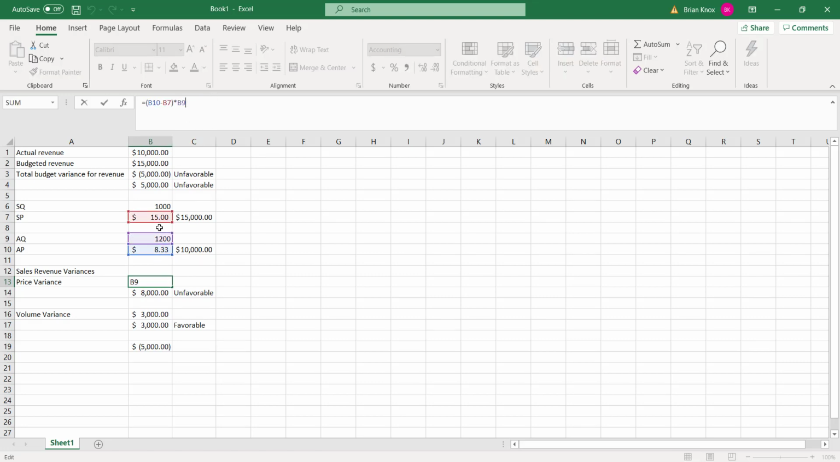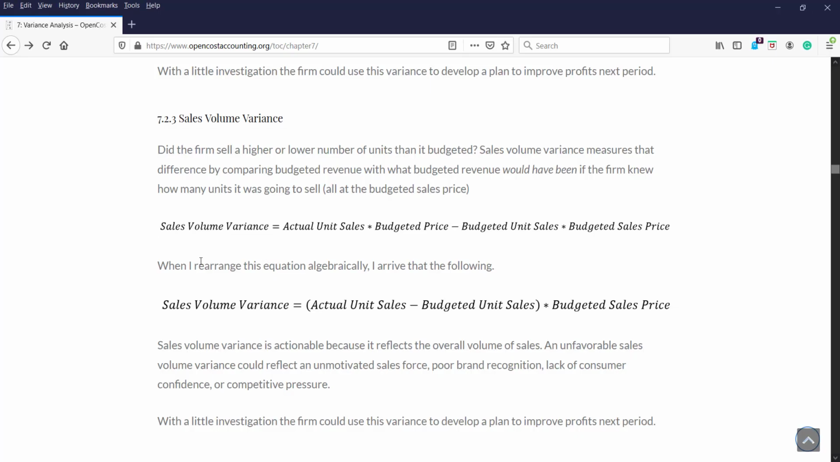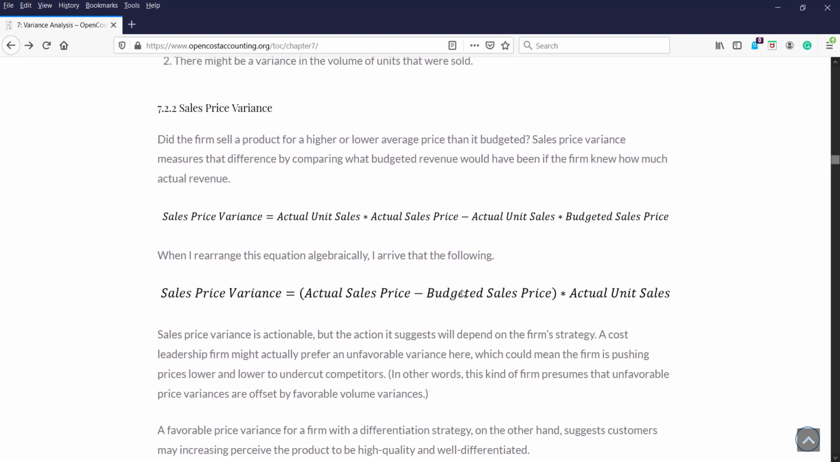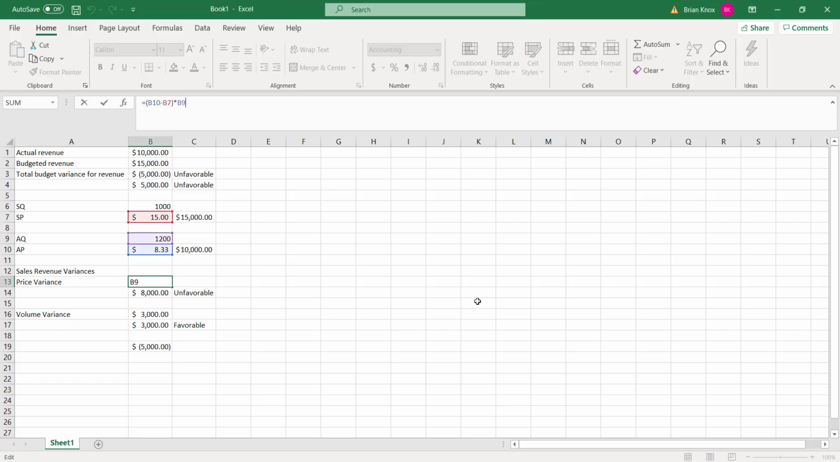Again, we have actual minus standard price times the actual quantity. And if we go back to the textbook here, in the price variance, we have actual price minus standard price times actual quantity. Okay, that's our price variance equation. We could have just as easily written it as actual price times actual quantity minus standard price times actual quantity.